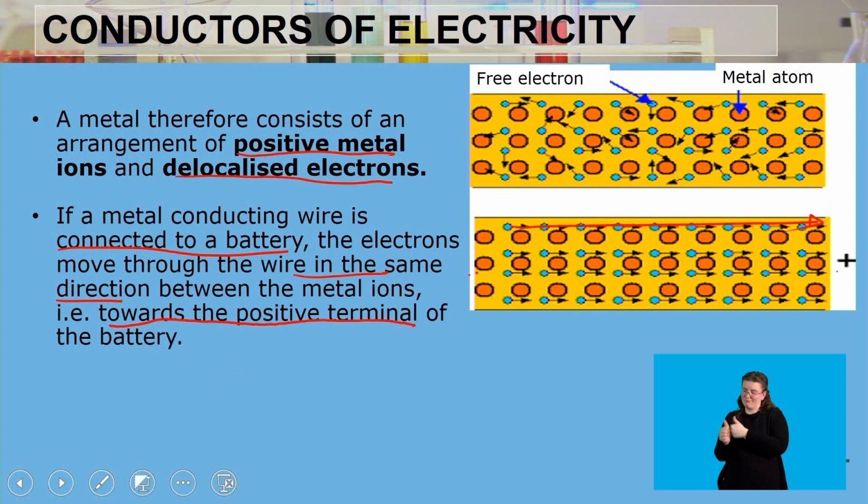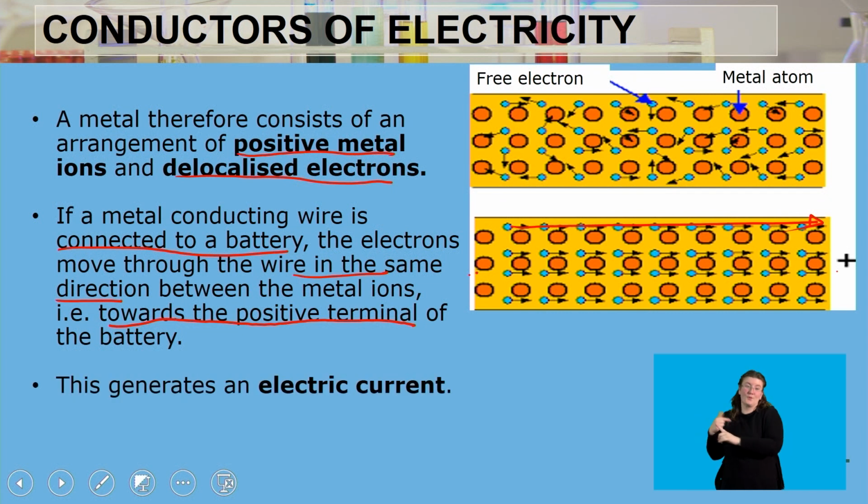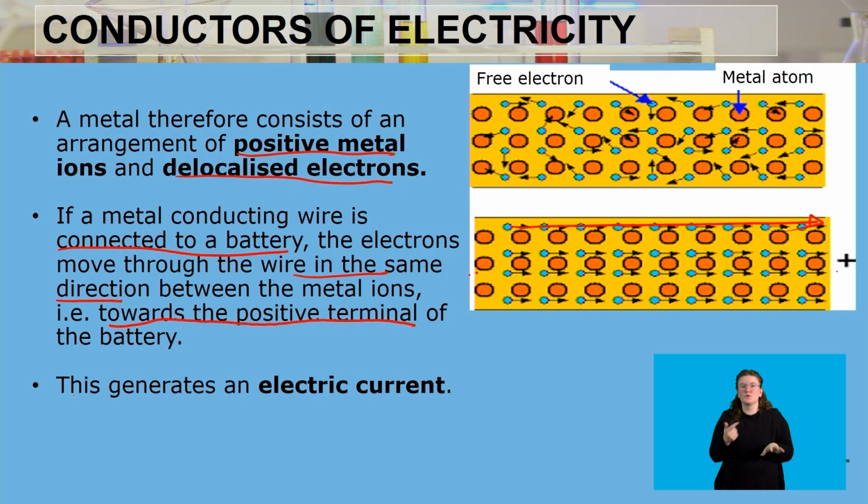Once you connect a battery to that conducting wire, those electrons that are free to move around, those delocalized electrons, will now be moving towards the positive terminal. And when that happens, we are saying that it generates electric current. So as those electrons are moving towards the positive terminal, away from the negative terminal, that generates our electric current.